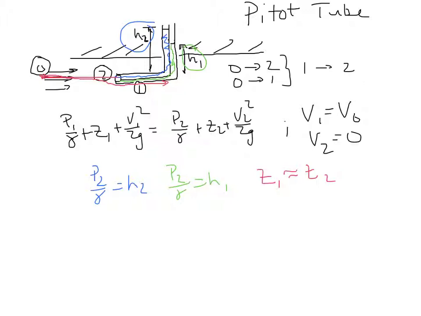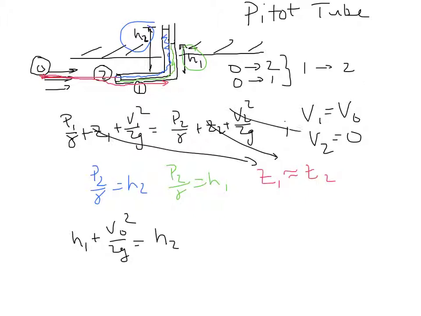Finally, if we assume that Z1 is approximately equal to Z2, then we have everything fully specified in our equation. So I can write P1 over gamma is h1, our Z's cancel, and our approach velocity V1 is just V0 squared. Our pressure in the stagnation tube P2 is given by h2 times gamma, so P2 over gamma is just h2, and then V2 is 0 by the second assumption.